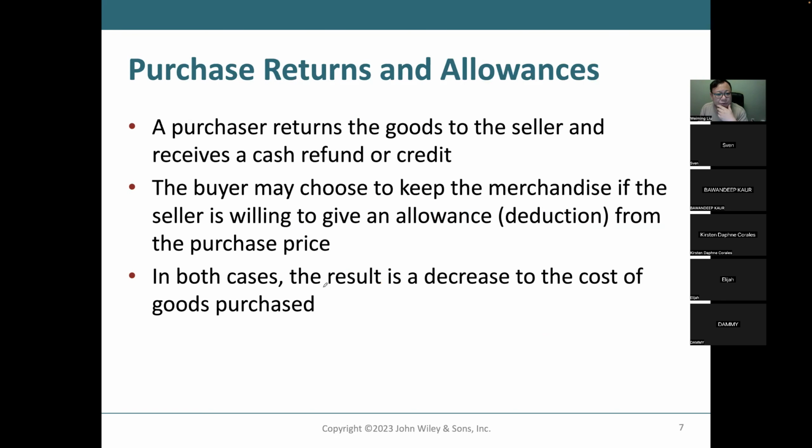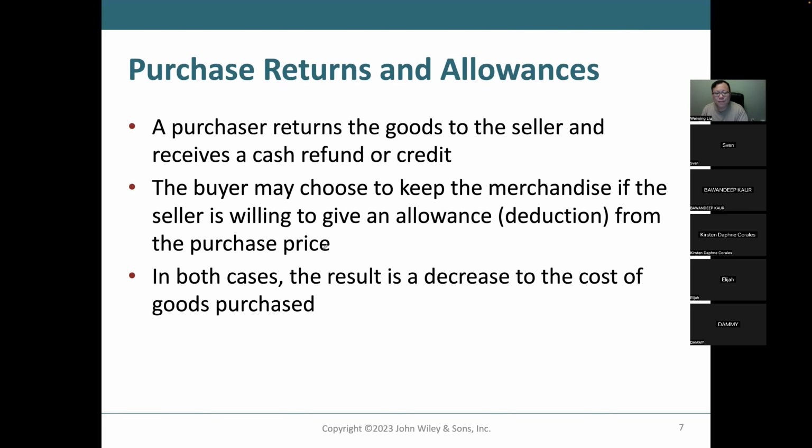Okay, purchase returns and allowance. A purchaser returns the goods to the seller and receives a cash refund or credit. The buyer may choose to keep the merchandise if the seller is willing to give an allowance deduction from the purchase. So either you can return the goods to the seller and then you get the money back, because your goods suck, right? I don't want it, so now I'm returning this to you. Give me the money back.